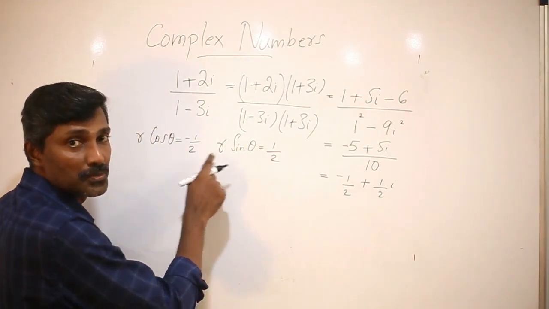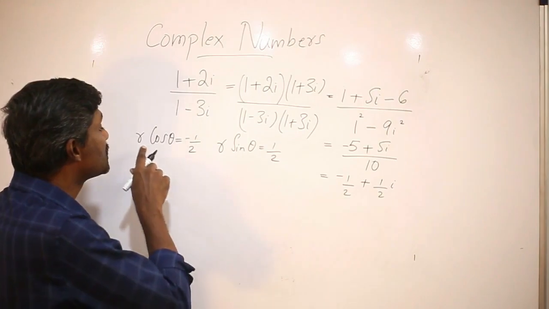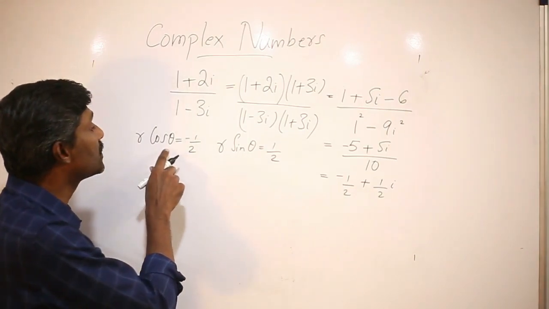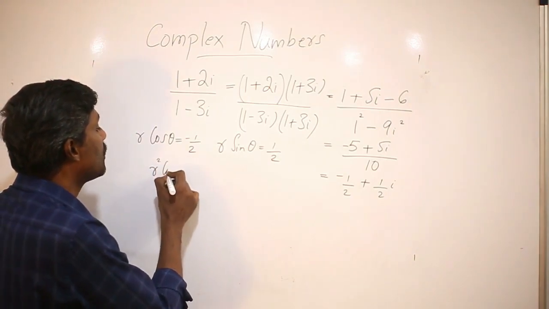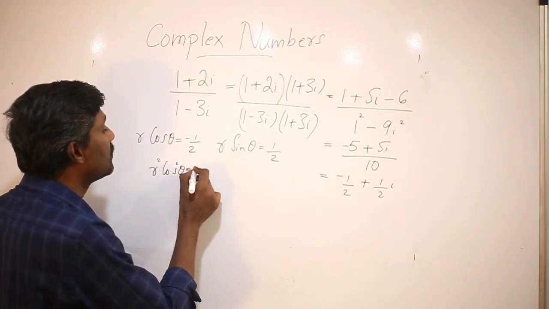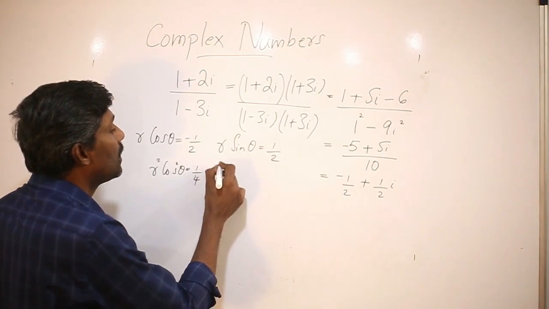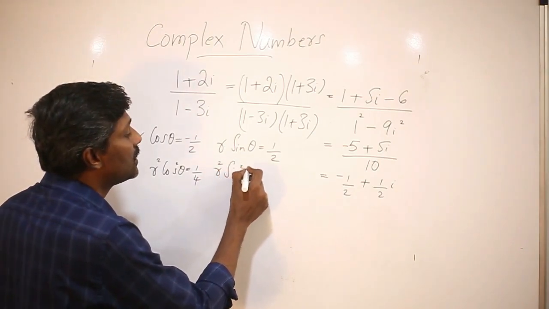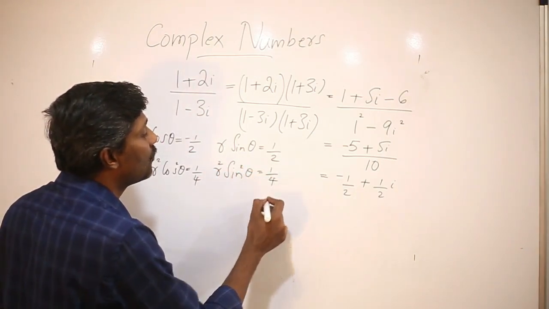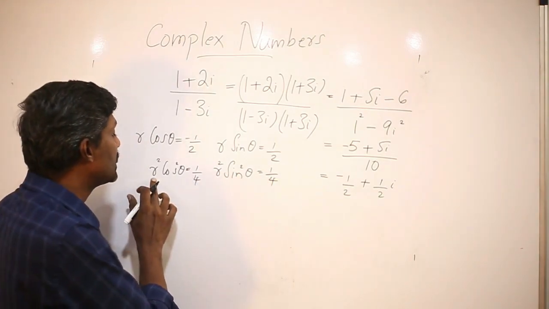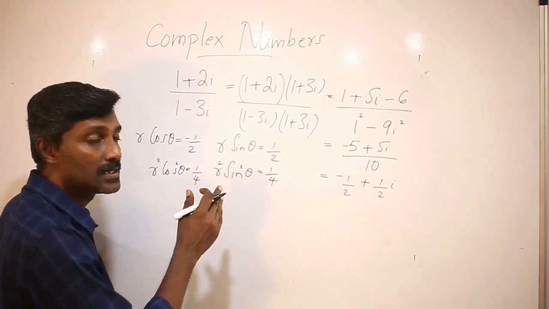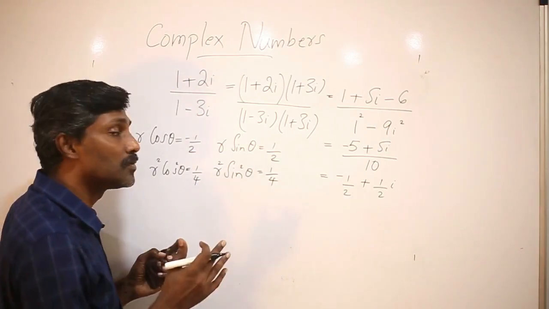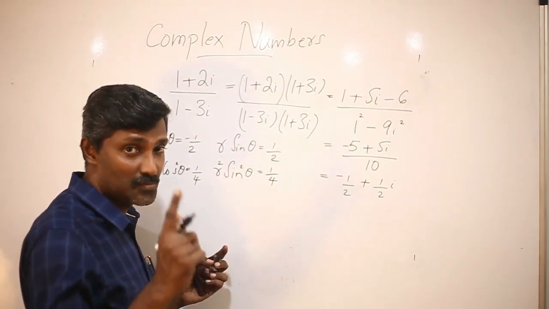Now we square these two terms and add them. Squaring this term, we get r square cos square theta is equal to 1 by 4. So r square cos square theta is 1 by 4 and r square sin square theta is also 1 by 4. Now we add these two terms. We can take r square in common, so what happens is r square into cos square theta plus sin square theta. We already know that cos square theta plus sin square theta is 1.